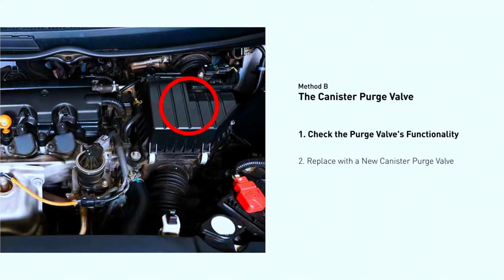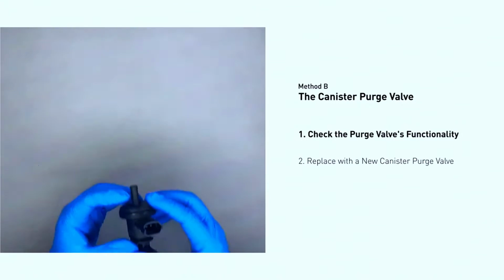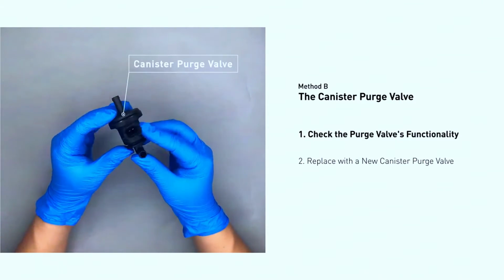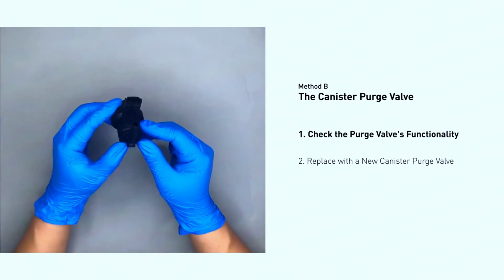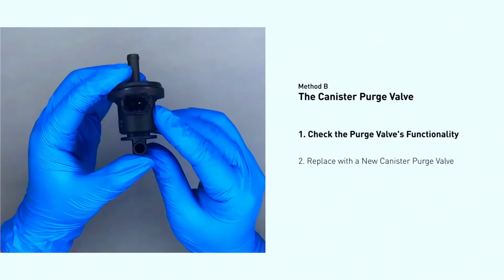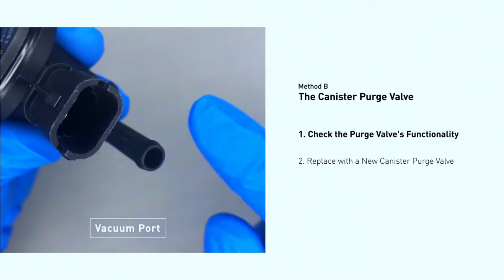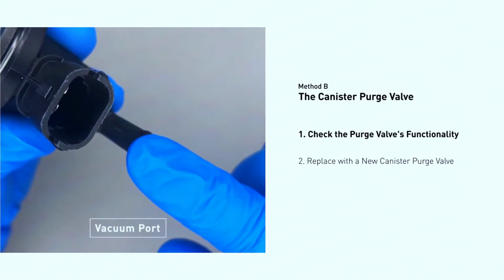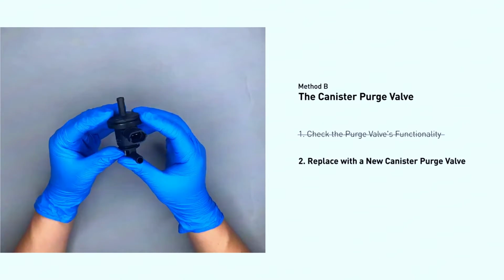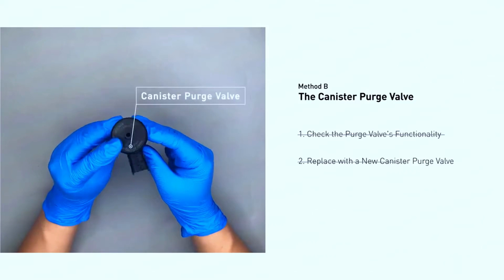Inspect the EVAP system hoses. These thin hoses can crack or become loose over time. Visually inspect them for any signs of damage, focusing around the engine airbox and charcoal canister, a black box usually located in the rear of your car. If you find a cracked or disconnected hose, replace it using a hose clamp.